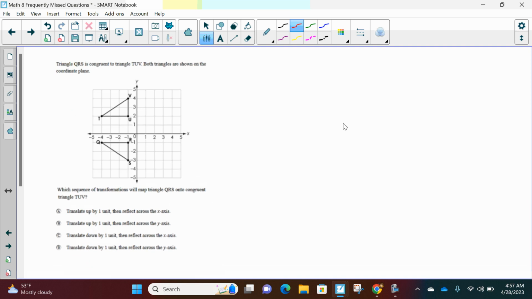Next question says triangle QRS is congruent to triangle TUV. Both triangles are shown on the coordinate plane. Which sequence of transformations will map triangle QRS onto congruent triangle TUV? So just go through each one: translate up 1, and then reflect across the x-axis. If I go up 1 and reflect, it'll be too low, so it's not A. Translate up 1 and then reflect across the y-axis, it would end up on the other side of the y-axis, so it's not that one. It's also not this one with the y-axis, so it has to be C. We go down 1 and then across the axis.